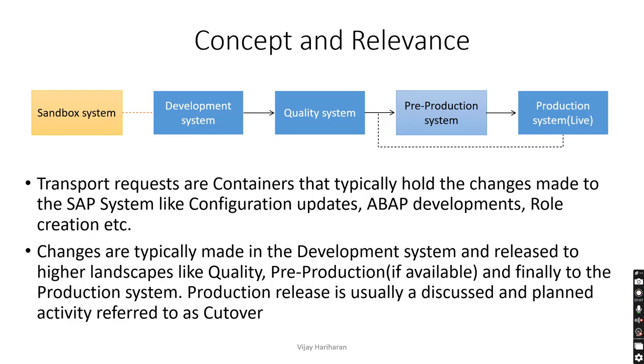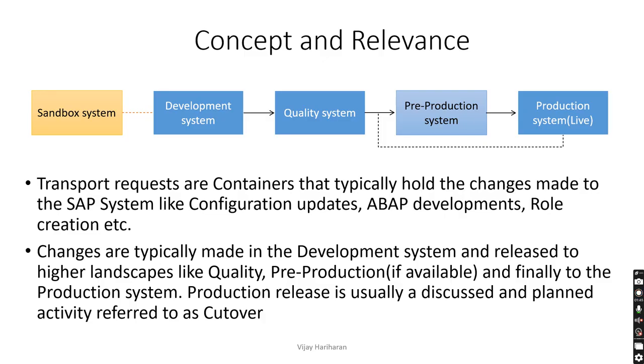So typically, this is the kind of landscape that you will see more or less. Sandbox system is marked in orange because typically this is a system that you get to play around with. You can test different configuration, different combinations. You can create reports, check if you are able to create some complex reports, etc. These kind of activities are done in sandbox system, not something that is locked in any transport request as such.